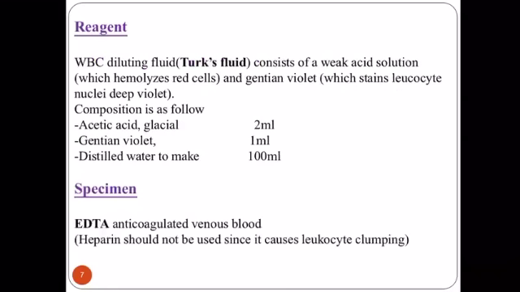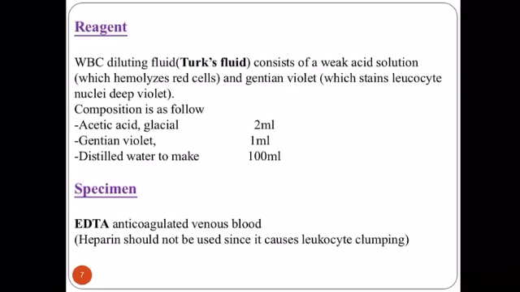The reagent used is the WBC diluting fluid, also called Turk's fluid, which consists of a weak acid solution which causes hemolysis of the red cells, and gentian violet which stains the leukocyte nuclei deep violet. The composition is as follows: glacial acetic acid 2 ml, gentian violet 1 ml, distilled water to make 100 ml.